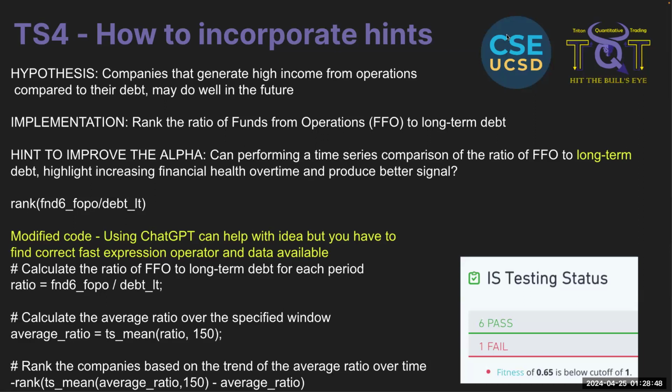Their example alpha was: rank the operating income by debt. But by using AI, what the AI gave was: okay, you calculate this ratio, do not just rank right now, calculate the average over a long period of time. So that was our hint this time, that you calculate over a long time. We are doing it for 150 days and then using it, right? So here it was just rank, but basically what we are doing is converting rank into a time series average, and then we are ranking the companies based on the trend of the average over time. We calculate the mean of this average ratio over 150 days, subtracting the average ratio which was originally calculated. That gives you something similar to the long and short moving averages we thought about, right? So you calculate that difference and then you see the rank.